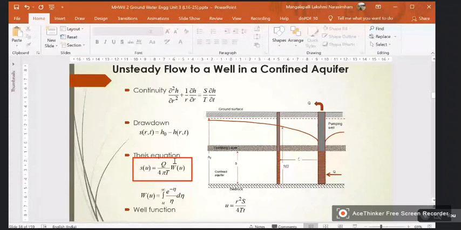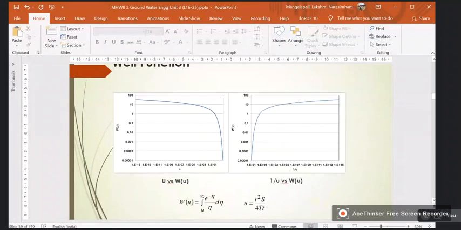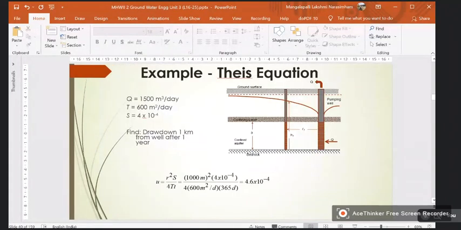See, this is the expression for well function. U is R squared S by 4 T t. So now I will explain this problem once again so that your memory will be again recalled. Today I will recall your memory.